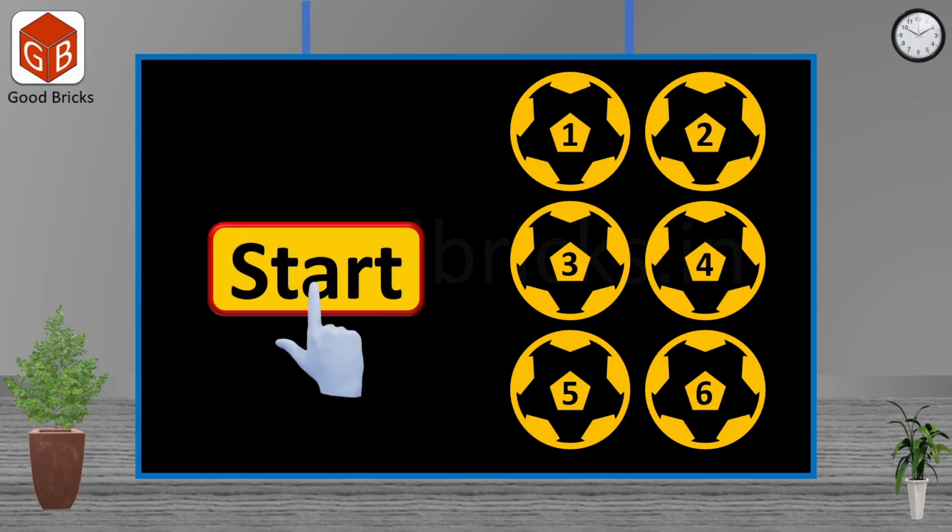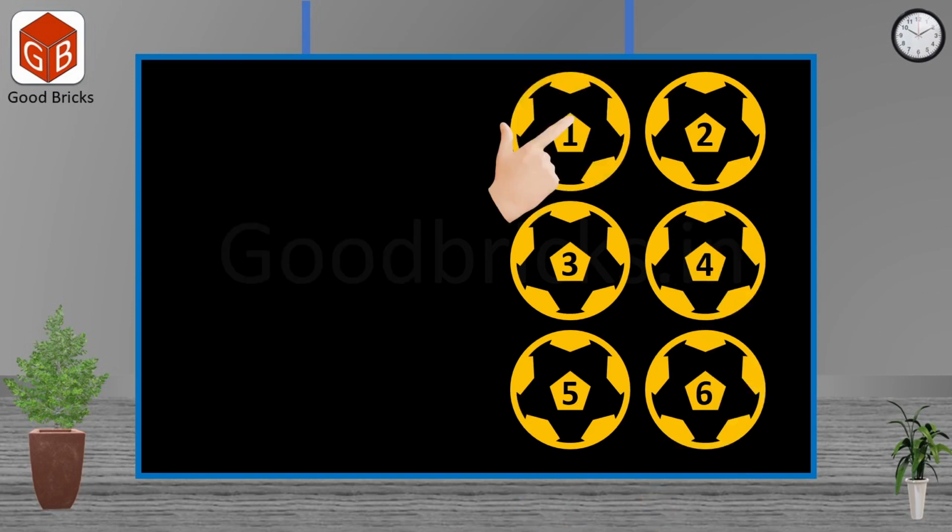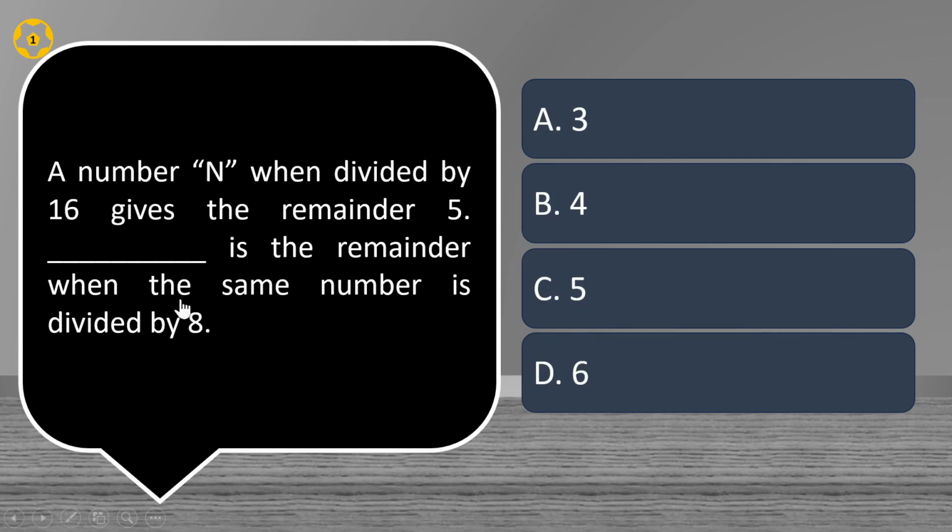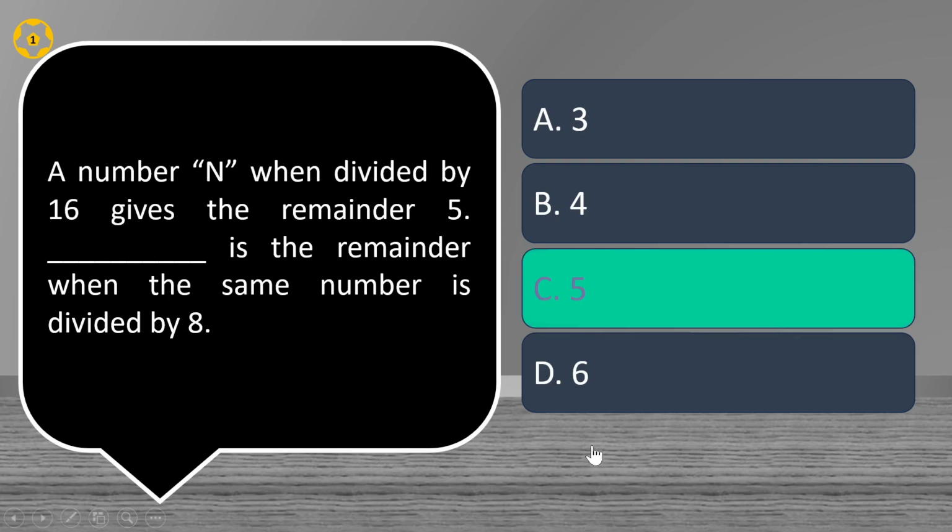And let us click on the first question and see here. A number n when divided by 16 gives the remainder 5. Dash is the remainder when the same number is divided by 8. This is the question. The answer is option C. Now let us discuss why this option C is correct.